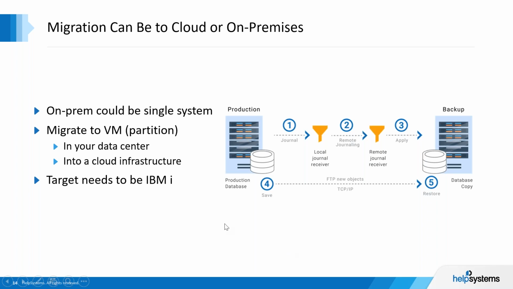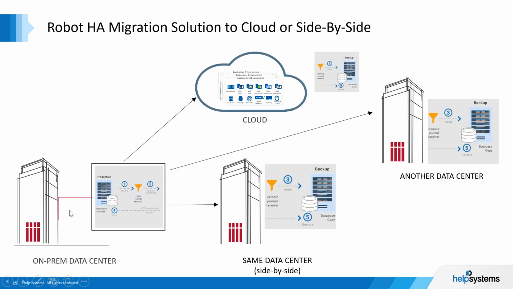Excellent. Yeah, and just to drive home the point, here's another set of diagrams. You've got your on-prem data center. Where do I want to go? Do I want to go to the cloud? I'm going to need another copy of Robot HA running on that VM to help shuffle that data. Do I have another data center somewhere in the world? I need another copy of Robot HA running over there. But once those two are established, we can keep that data in sync until you're ready to do the role swap.